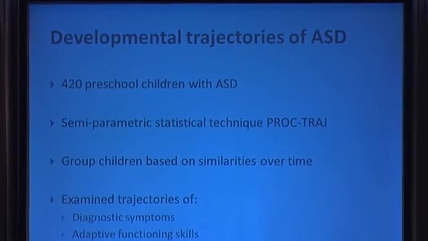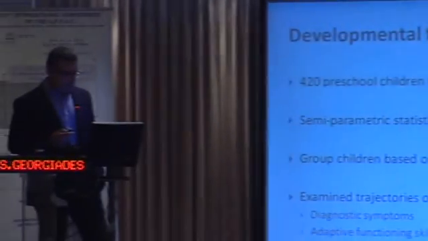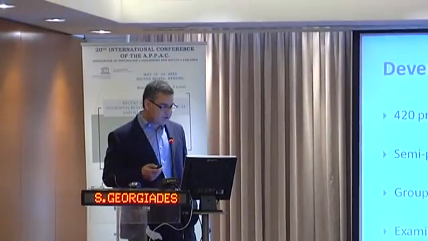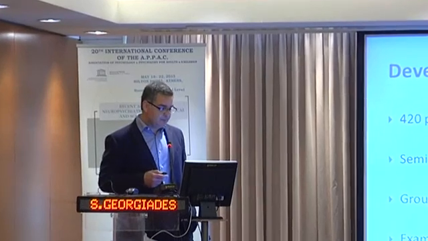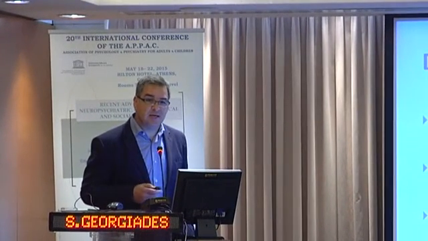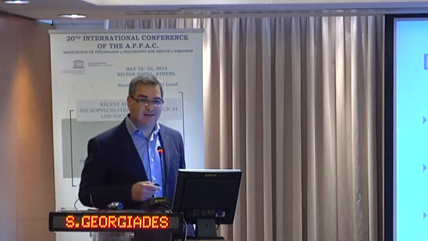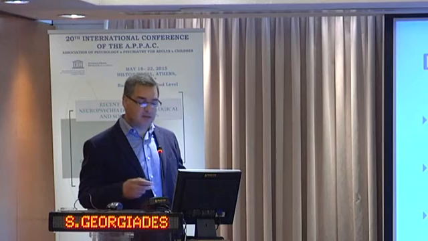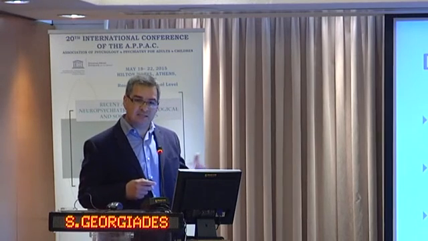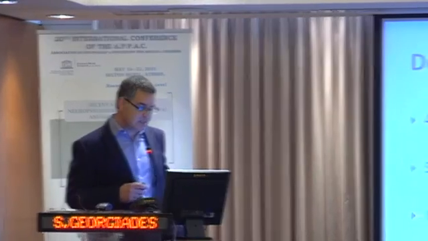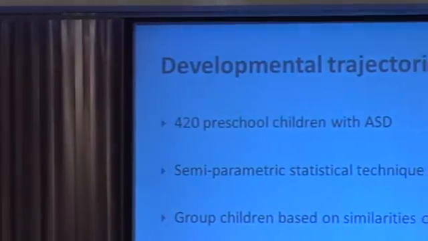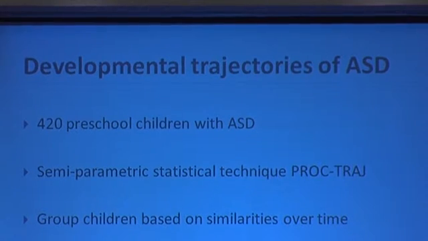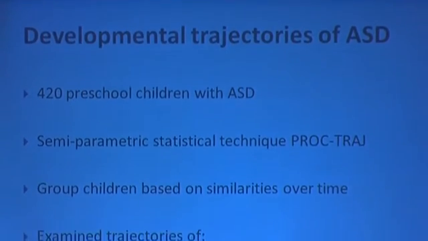So using data from the pathway study, 420 preschool children, we use a technique that's called prog-traj, which basically, don't let people tell you that statistics are complex. They're not. We just like to present them as complex. Basically, we grouped children over time based on their similarities. That's as simple as that. And we examined two different sets of trajectories, the diagnostic symptoms, but also the adaptive functioning skills.